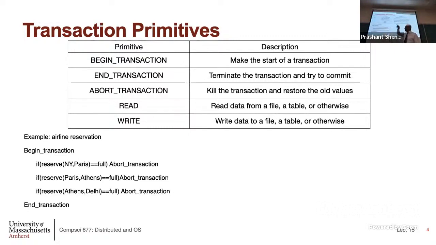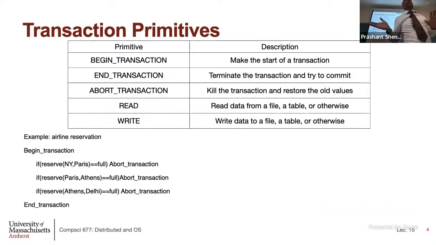This is what you can do with a transaction. This is an example of an airline reservation where you begin a transaction, then you make a booking from New York to Paris. If that doesn't succeed, you abort the transaction because you can't finish the booking. If that succeeds, you go to the next statement saying book from Paris to Athens. If not, you abort, and then you say Athens to Delhi. If all of them succeed, then you have a booking from New York to Delhi in 2 stops. This is an example of all or nothing, because it makes no sense to get just some of those segments but not all of them.